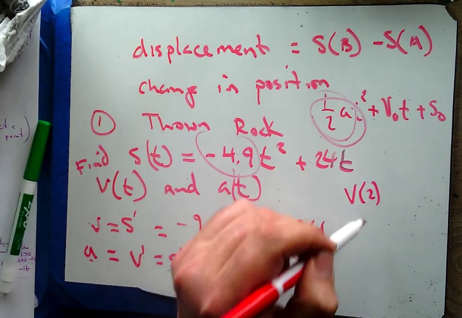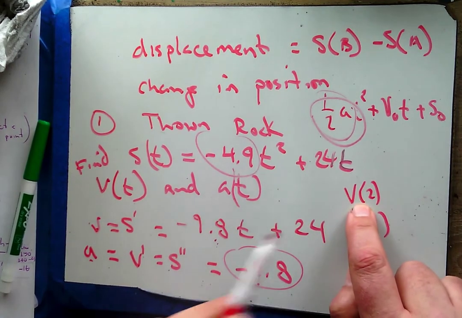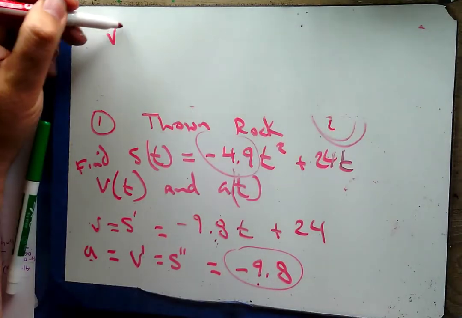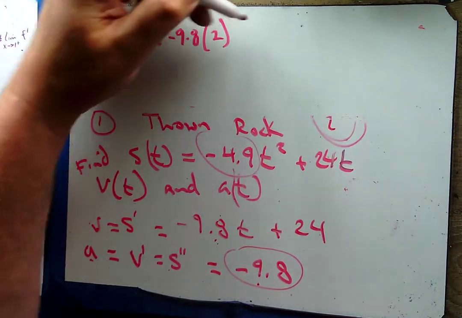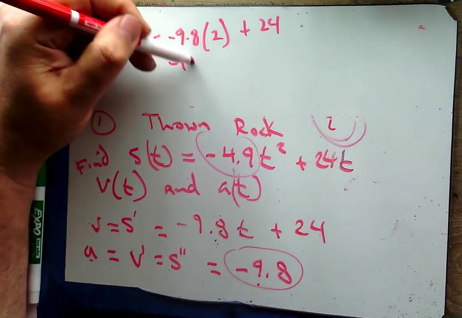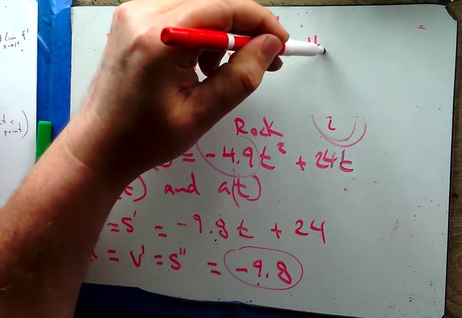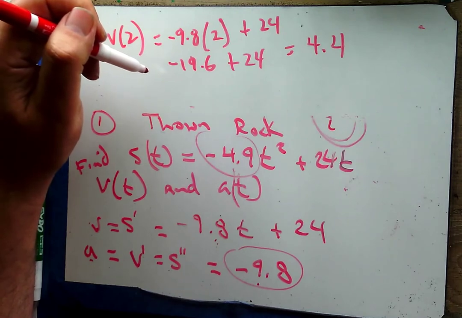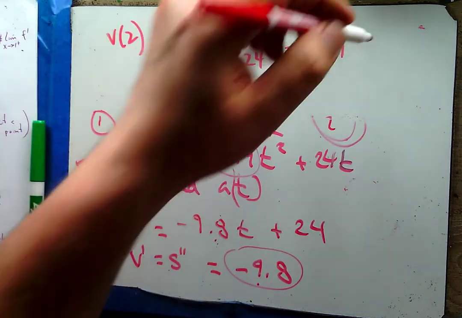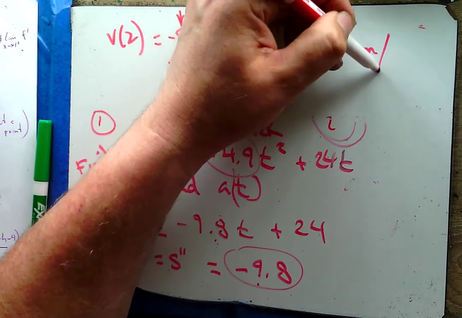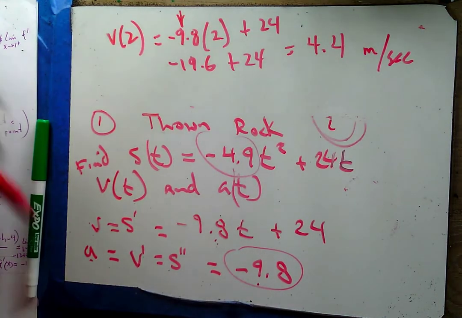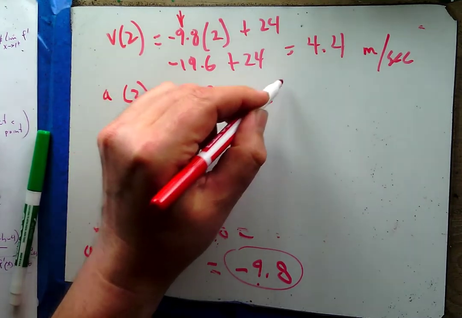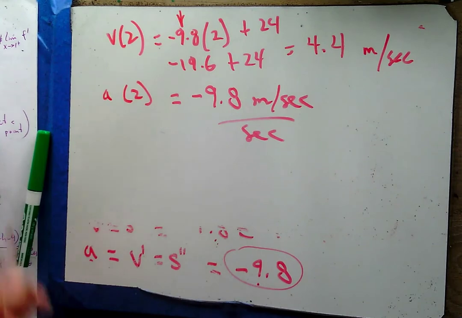What about v of 2 and a of 2? Well, v of 2, I plug a 2 into velocity, and v of 2 will be negative 9.8 times 2 plus 24. So that's negative 19.6 plus 24 equals 4.4. And I don't have any units here yet. I don't see any units given to me. I know that this is metric, and I believe time is in seconds, so this would be meters per second. Okay. Now, what about finding a of 2? Well, a of 2 is negative 9.8 meters per second per second. Okay, that's a of 2.